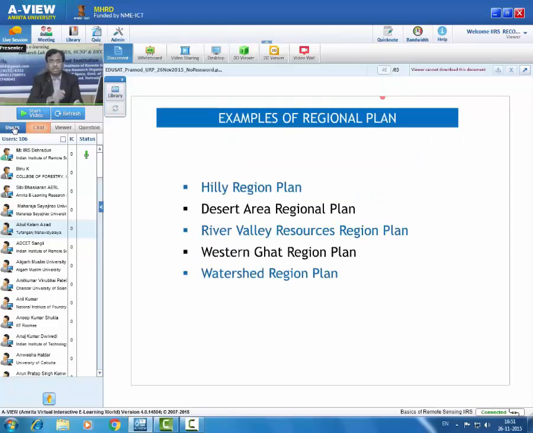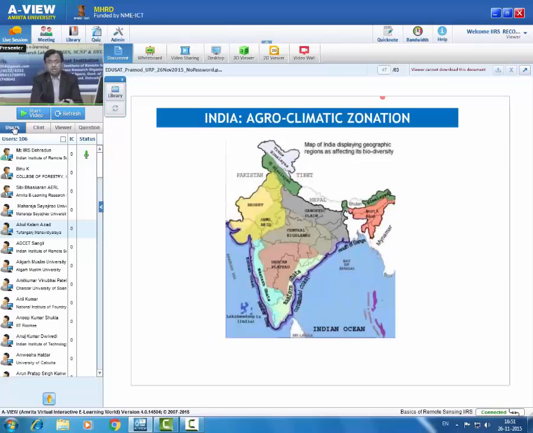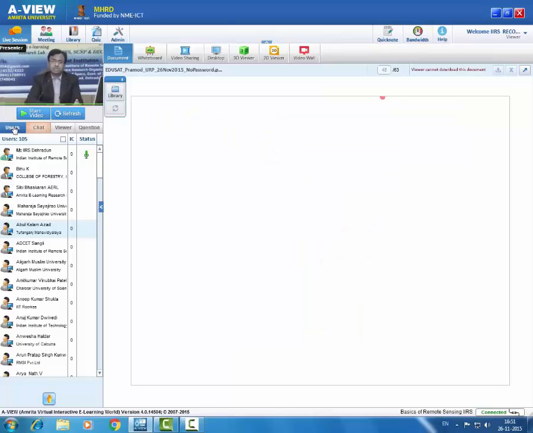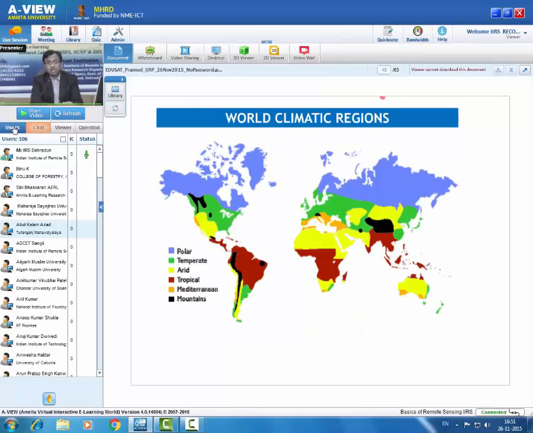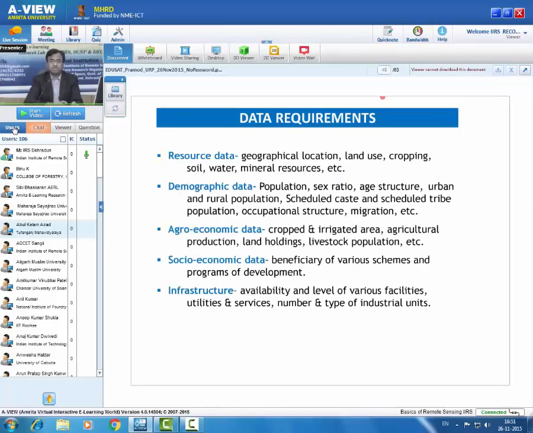Let us look at some examples of the regional plan. There will be hill region, desert area region, river valley resources region, Western Ghat region, watershed region in plan. Let us take some examples. For example, India is divided into various agro-climatic zones based on combined biological, ecological and several other characteristics. In terms of climate also, the world is divided into 6 climatic regions.